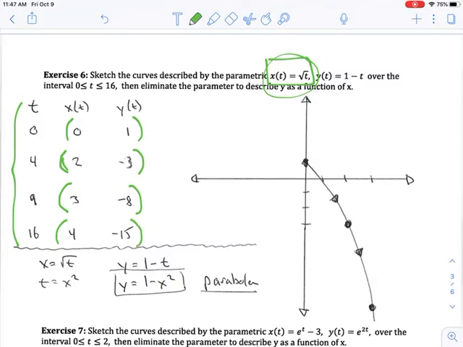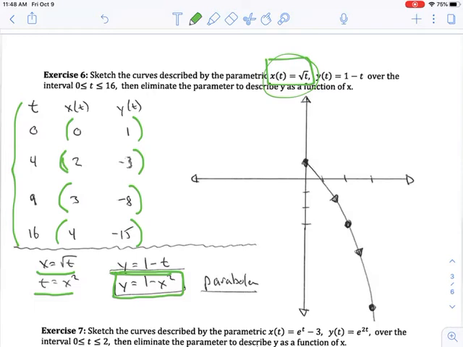Now, plotting those points, we get some type of a curve. It's kind of hard to tell exactly from these points what we actually have. So I plot those points, and to be a little bit more certain as to what I'm actually working with here, this is a good time to eliminate the parameter. So taking x is equal to the square root of t and solving that for t, you get t equals x squared. Then going to our other equation, y equals 1 minus t, and substituting in t equals x squared, we get y is equal to 1 minus x squared.